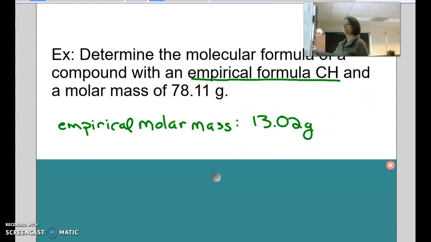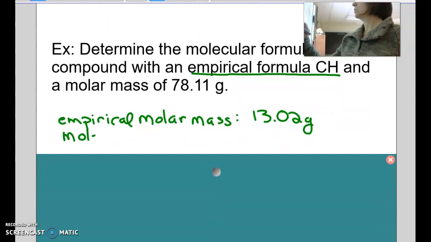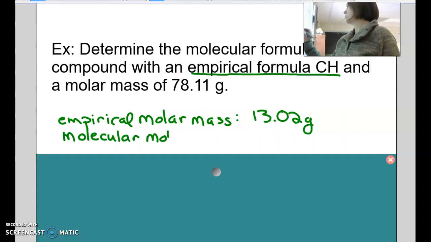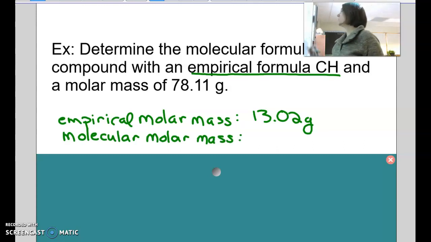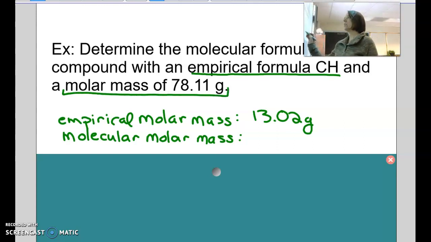Then the next step, find the molar mass of the molecular formula, usually given in the problem. So the molecular molar mass, well, it is given in the problem, and that is 78.11 grams.